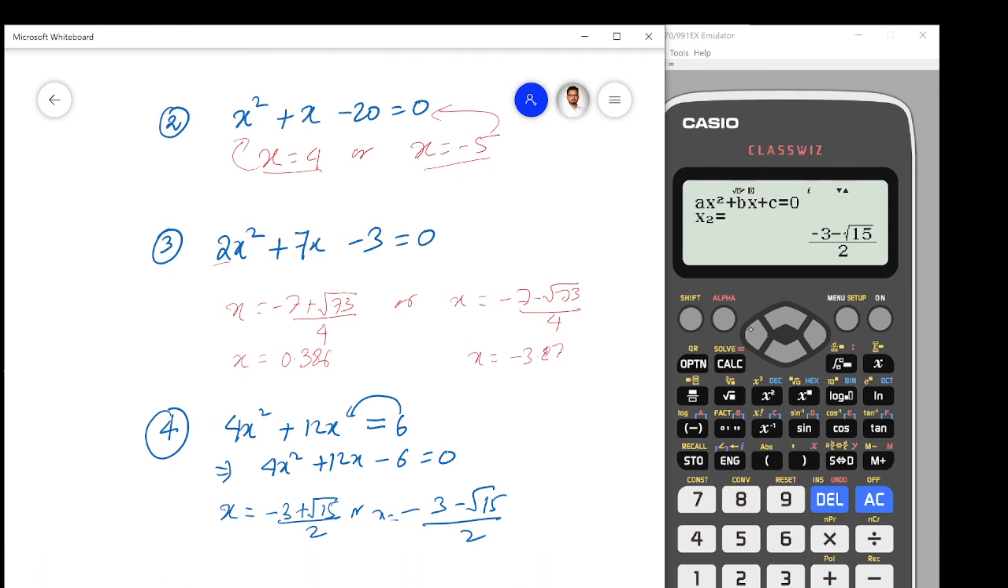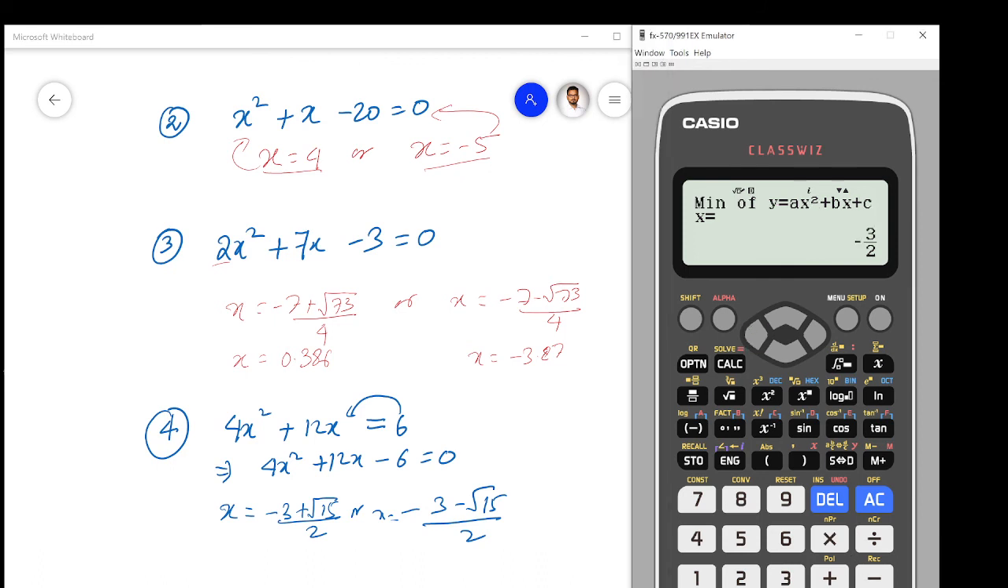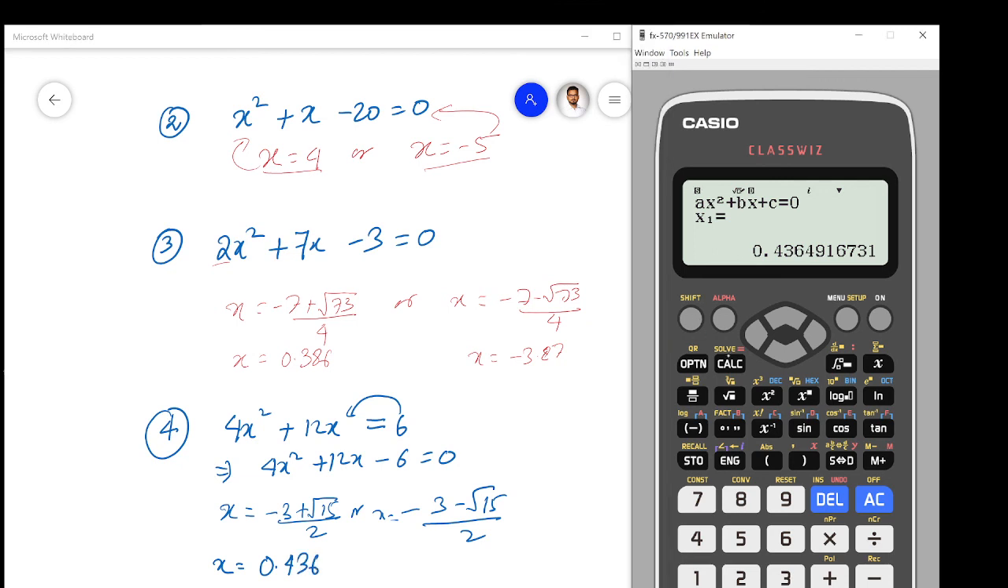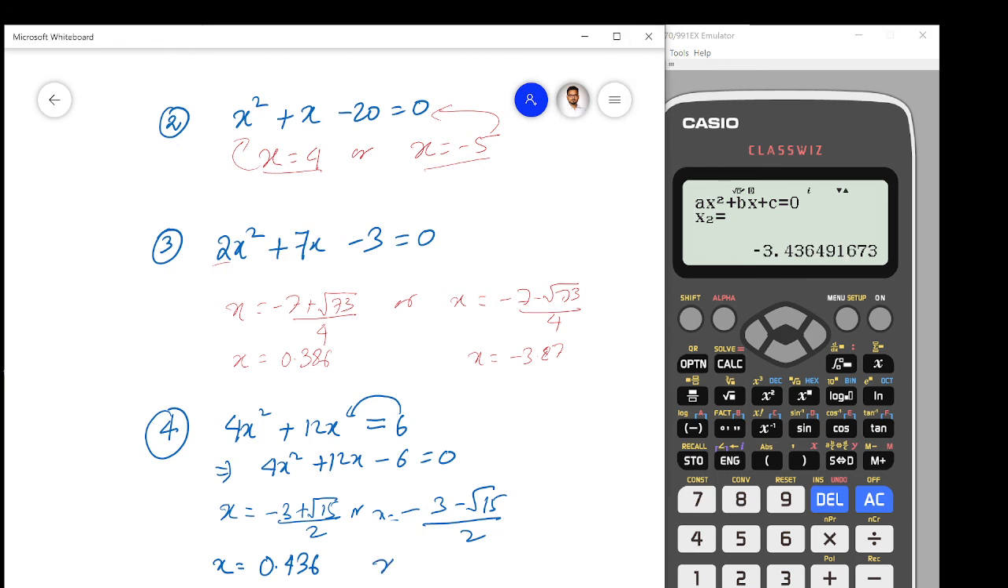One must be wondering how we can get the decimal answers here. So you can get it. All you need to do is press shift and then press enter. It will give you the decimal answer. So my x is equal to 0.436, and we want our second answer as well in decimal, not in surds. My second answer is x is equal to negative 3.436. You need not go back to your run matrix in order to find the decimal answer. You can even find it directly here.